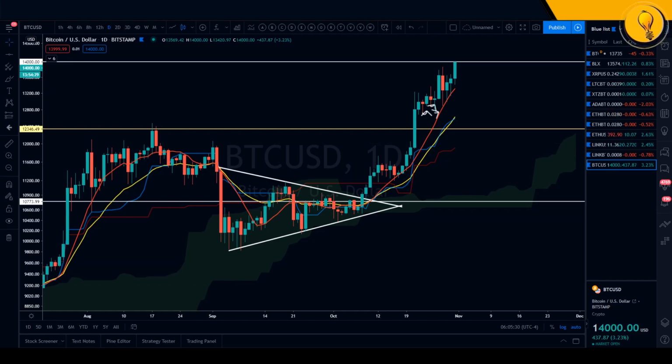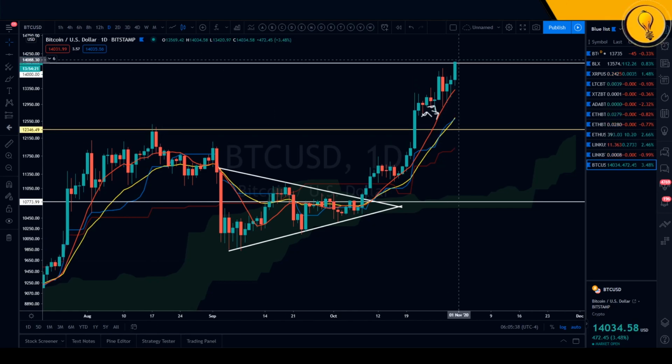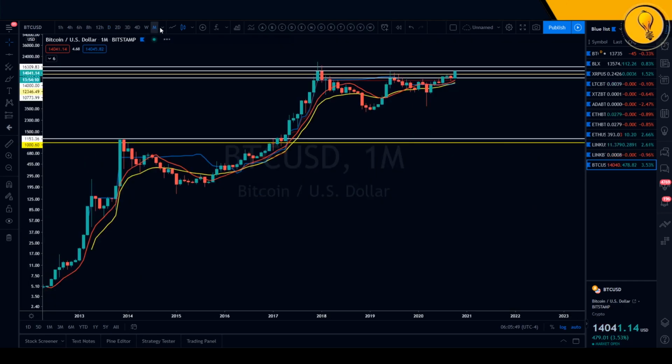Now I have to cover monthly because we close the monthly candle tomorrow, actually. Today's the 31st, so tomorrow is a brand new month, guys, and holy moly, we're going right now, 14K. Bitcoin at 14K. So we close a week in 2 days, and we close the month tomorrow. This is really, really exciting.